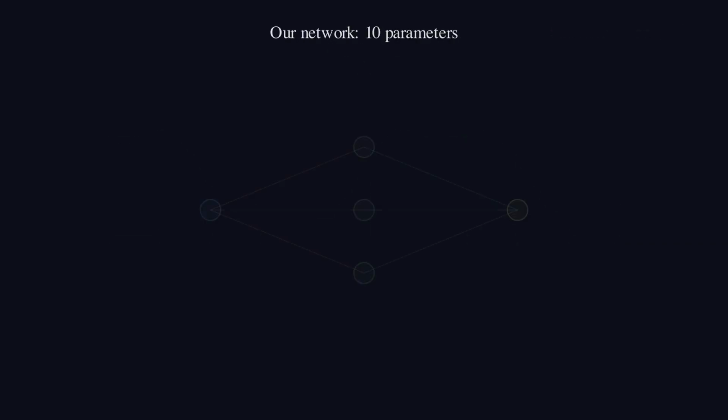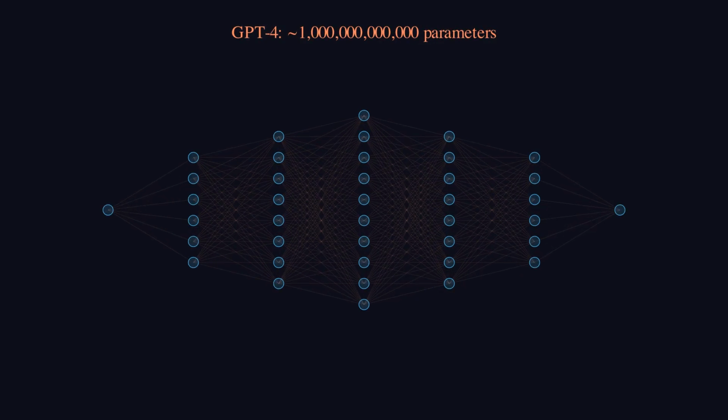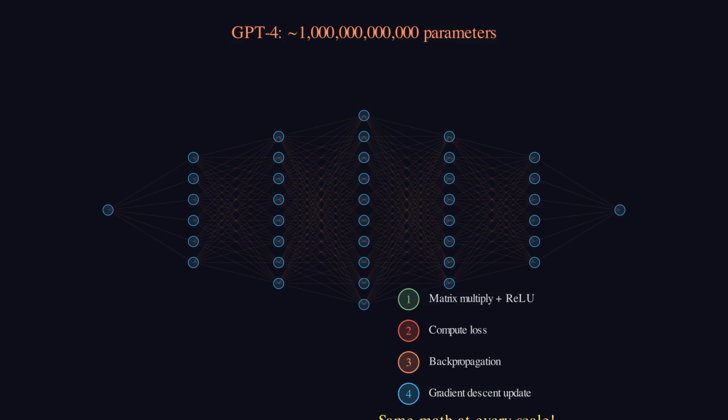Our tiny network had 10 parameters and one hidden layer. Modern AI models scale this up dramatically. GPT-4 has roughly 1 trillion parameters, hundreds of layers, and processes not numbers but tokens, pieces of text converted to vectors. But the math is identical, matrix multiplications, ReLU, or its cousins like GeLU, gradient descent, backpropagation. The difference is scale. And that's what makes this series powerful. Once you understand the math at small scale, you understand it at every scale.